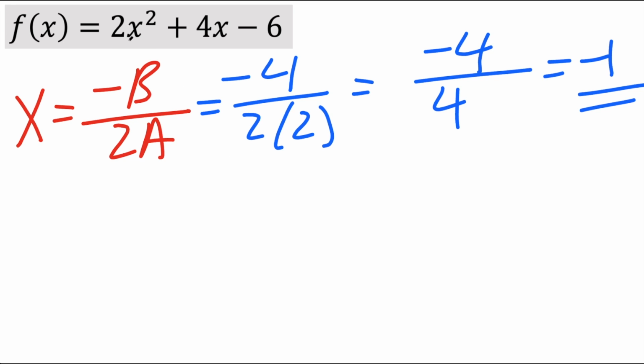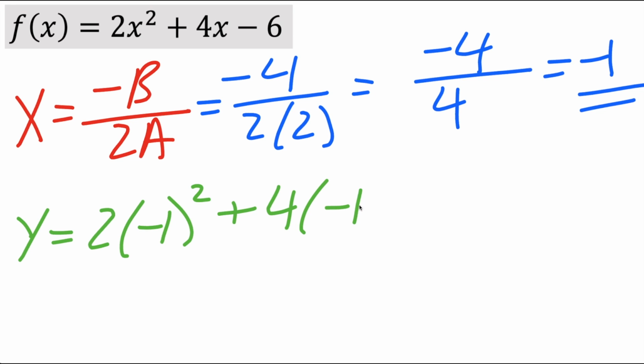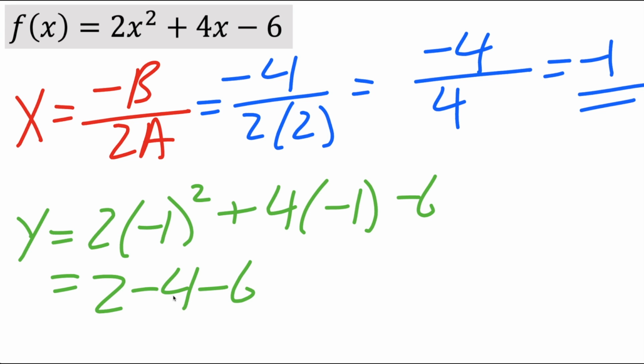And to get the y coordinate, all you have to do is plug in negative 1 for x. So y is equal to 2 parentheses negative 1 close parentheses squared plus 4 parentheses negative 1 minus 6. And we know negative 1 squared is negative 1 times negative 1, so we get a positive 1. 2 times 1 would give us 2. 4 times negative 1 is negative 4, and then we have a negative 6. So negative 4 minus 6 is negative 10. Negative 10 plus 2 is going to give us negative 8. So this is our y coordinate.